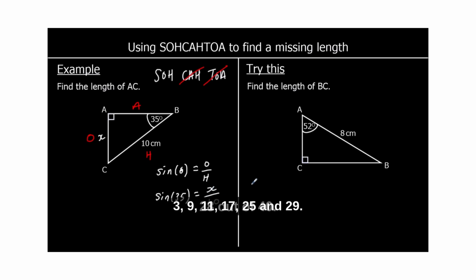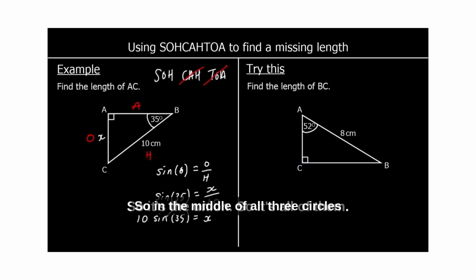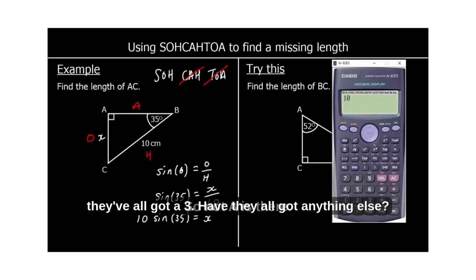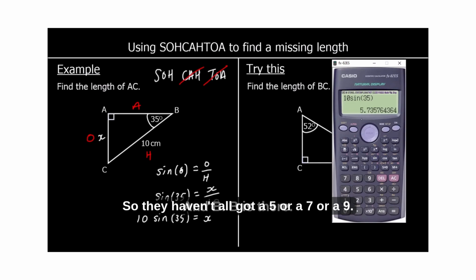We want to get x by itself. So if we multiply both sides by 10, so 10 times sine 35, or 10 sine 35, is x. You could write times, you don't have to write the times. So if we type into the calculator 10 sine 35, we find out what x is.